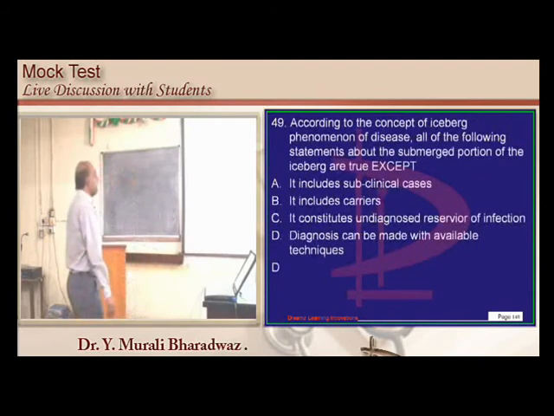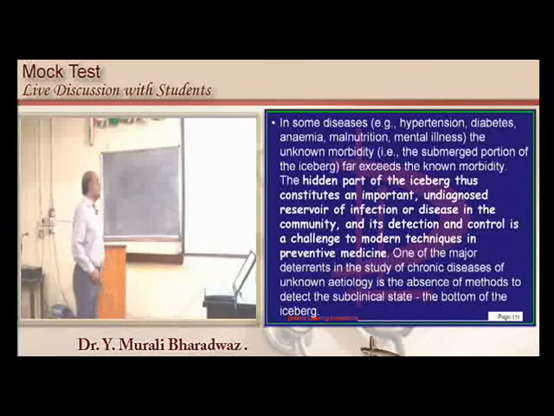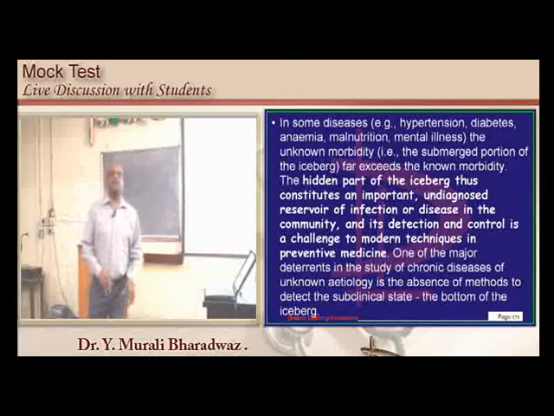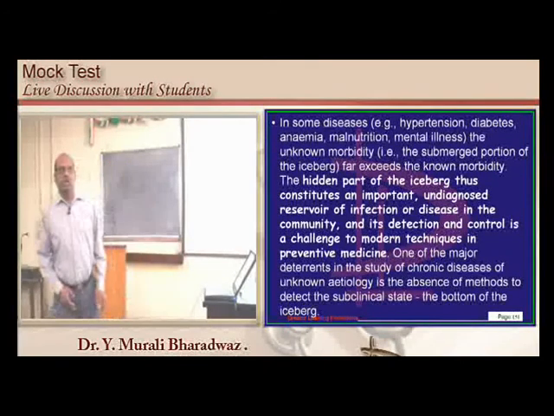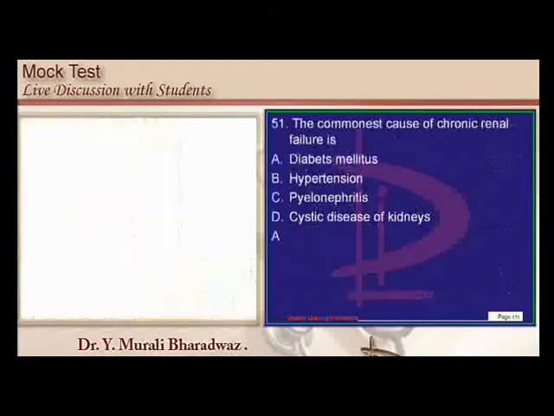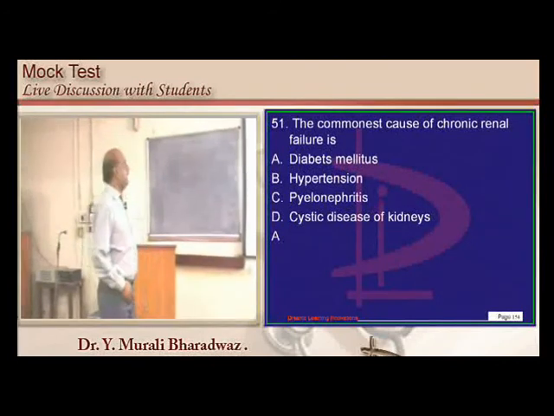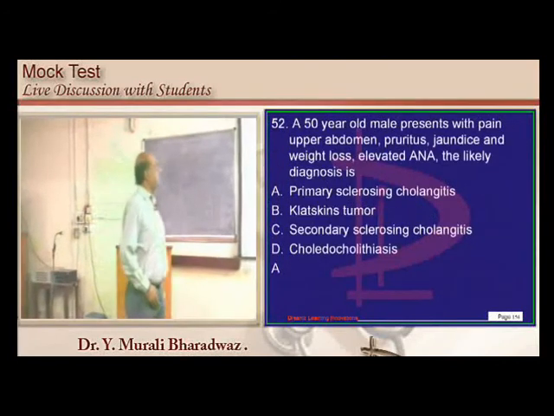So what is meant by submerged portion? Subclinical cases, carriers, undiagnosed reservoir, etc. And available techniques may not be able to detect this submerged portion. That is the main pitfall of the tip of the iceberg phenomenon, which you have to be very sure about. So what is the common cause of chronic renal failure? It is diabetic nephropathy, which is most common, as all of you know.